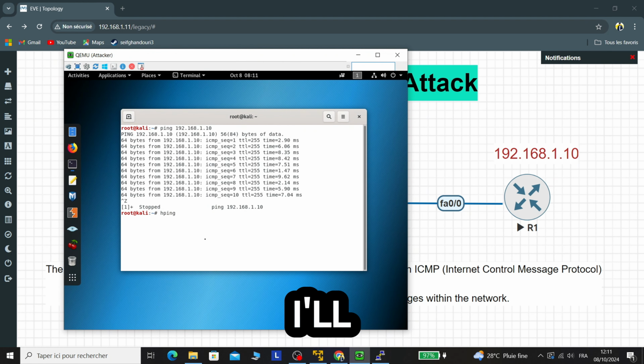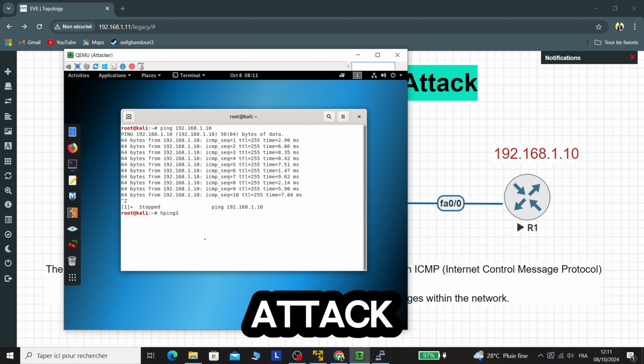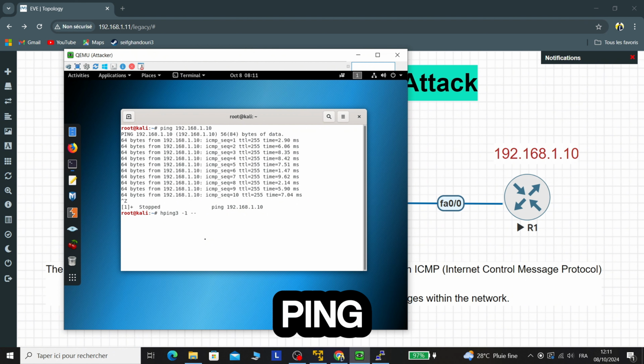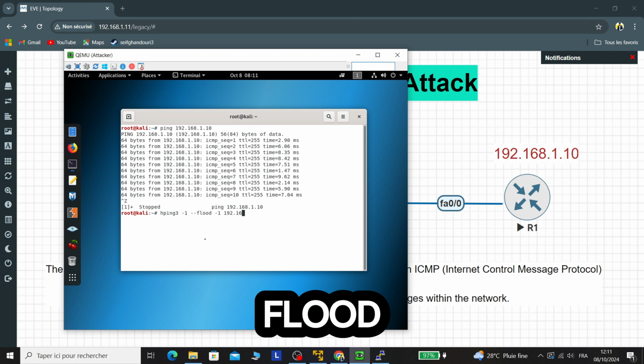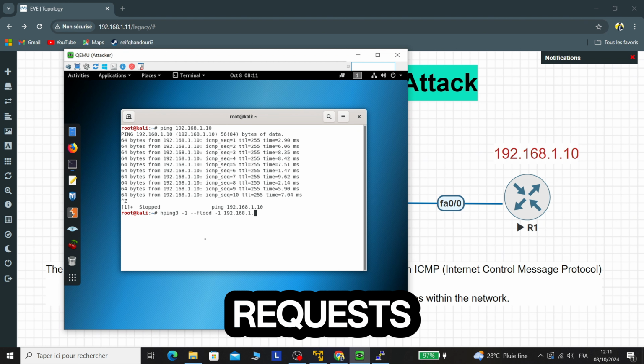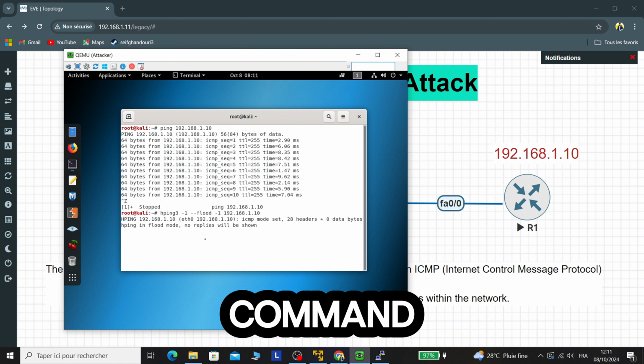Using ping 3, I'll launch an ICMP flooding attack from the Kali machine. Ping 3 is a tool that allows us to craft custom packets, and today, we'll flood the router with ICMP echo requests, the same packets used in the ping command.